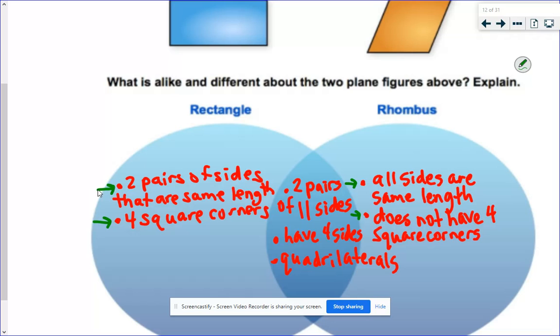Then we talked about how they're alike. A student said they have two pairs of parallel sides. So I was trying to make a symbol for parallel. And another student said they have four sides, so they're both quadrilaterals.